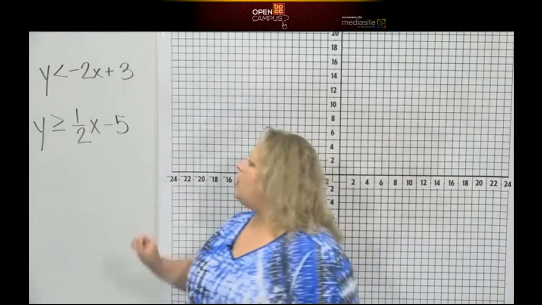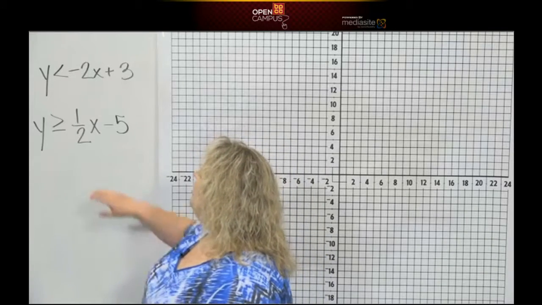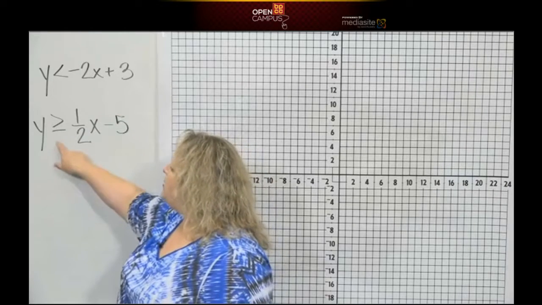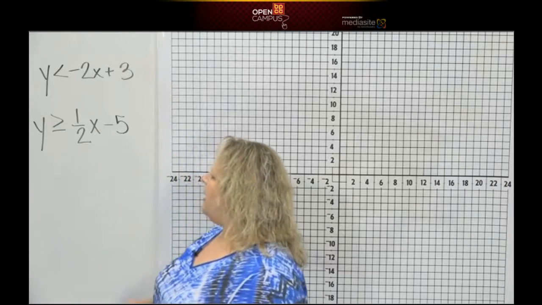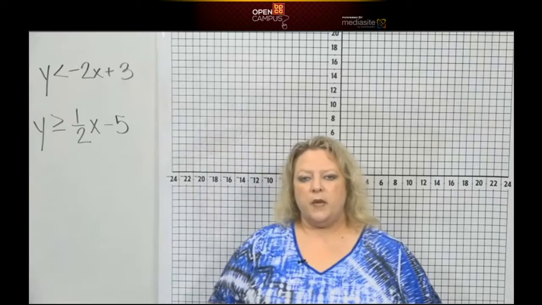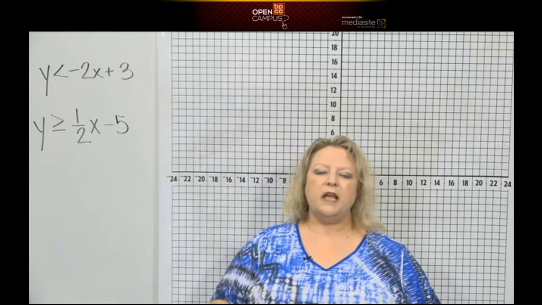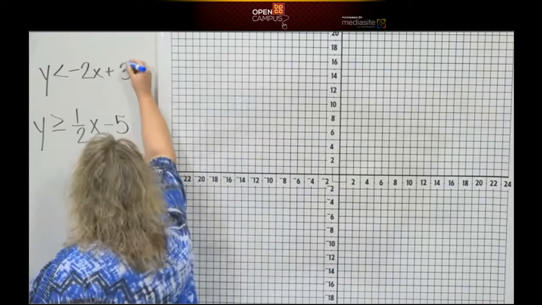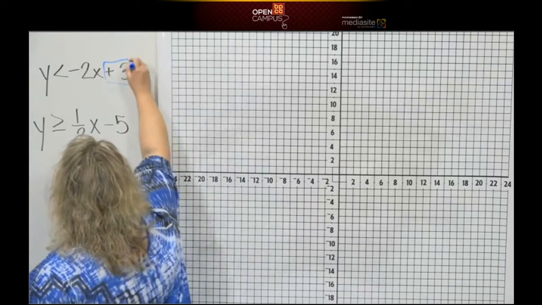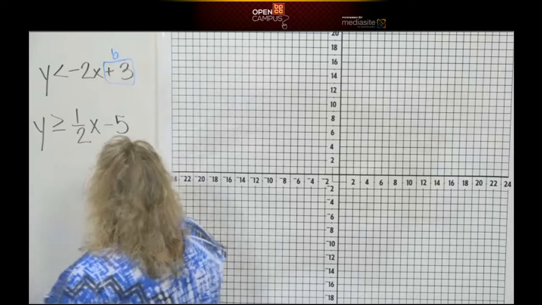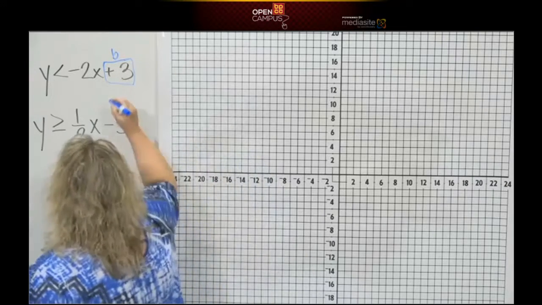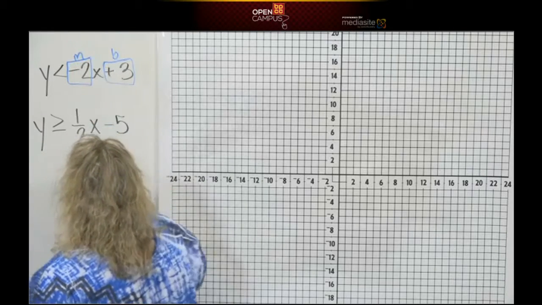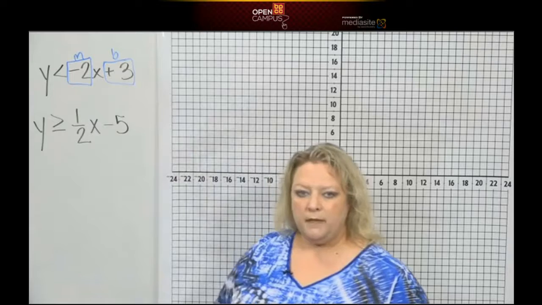Okay, here are our next two items to graph. We have y is less than negative 2x plus 3, and y is greater than or equal to 1/2 x minus 5. They're already in y equals mx plus b, which is really nice, but let's identify our parts before we get started graphing. So we have positive 3. Positive 3 is our y-intercept for this first one. That's where you begin. You have a slope of negative 2, so that's negative 2 over 1.